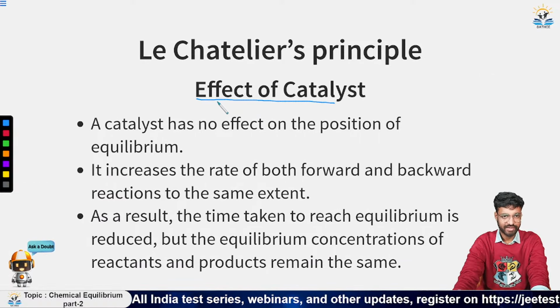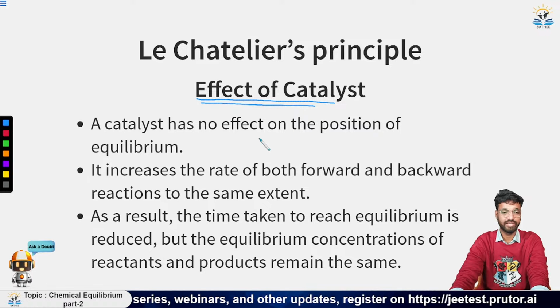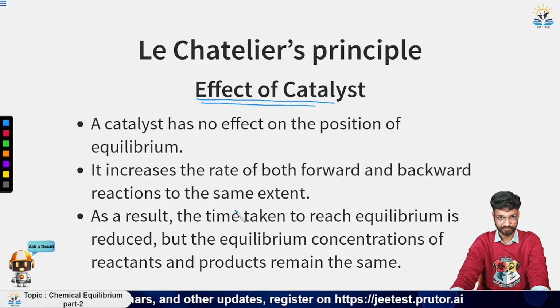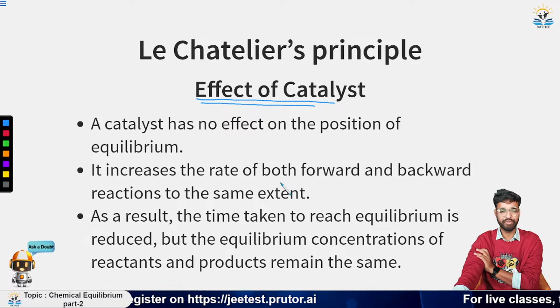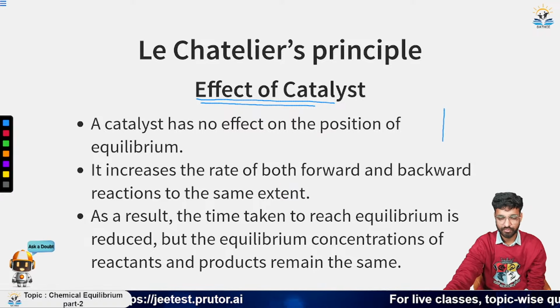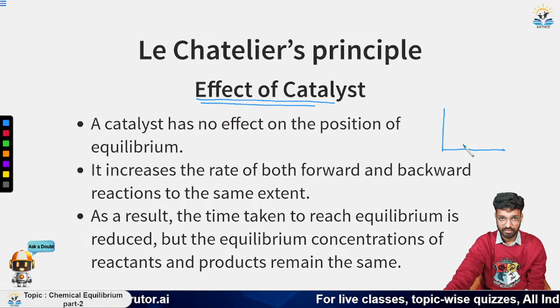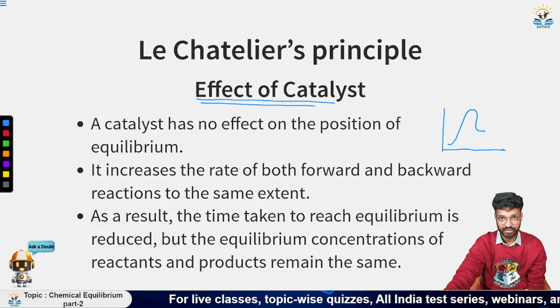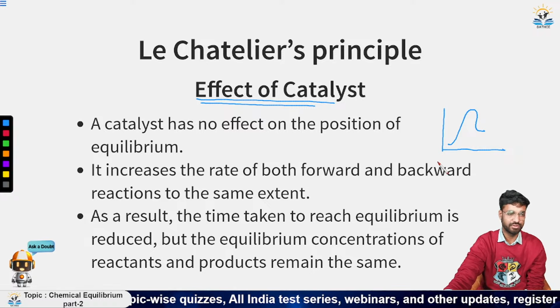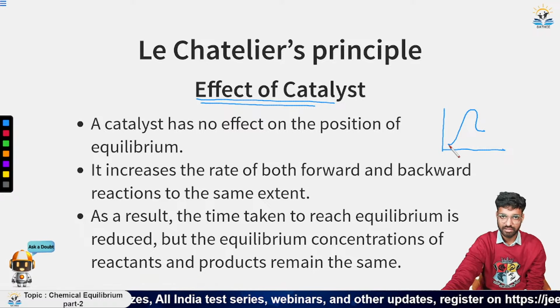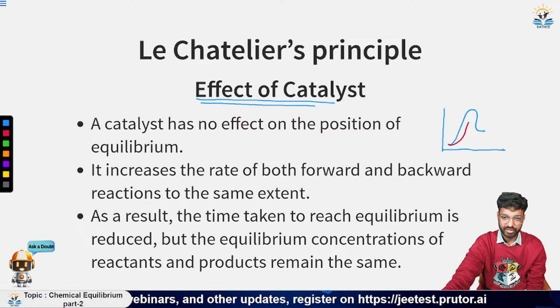Next, you will see the effect of catalyst. It was not mentioned here, so I will explain it here. Now, what effect does a catalyst have? If you look at the reaction profile, suppose this is the reaction profile without the catalyst. I have not given these pictures here because you will study this more briefly in chemical kinetics, but I'm just giving an overview so you can understand the effect of catalyst on equilibrium.